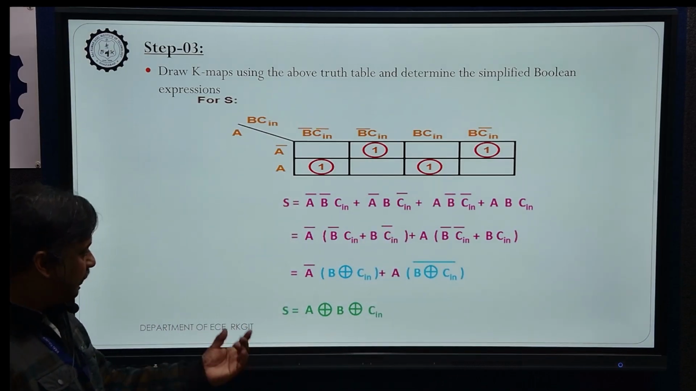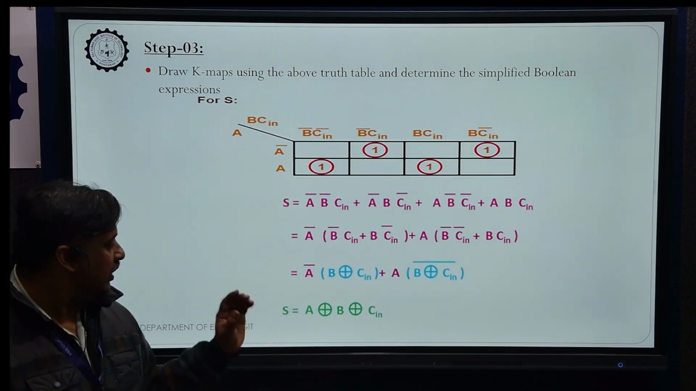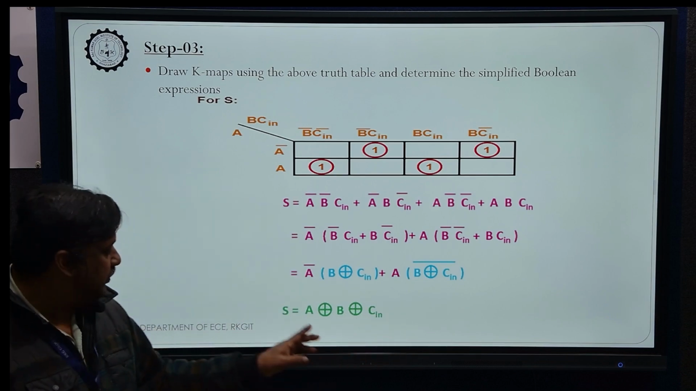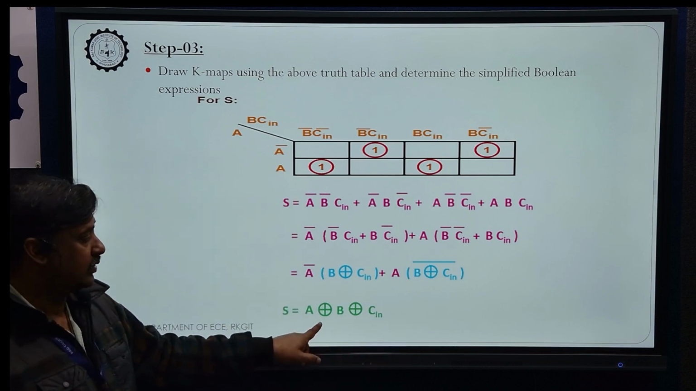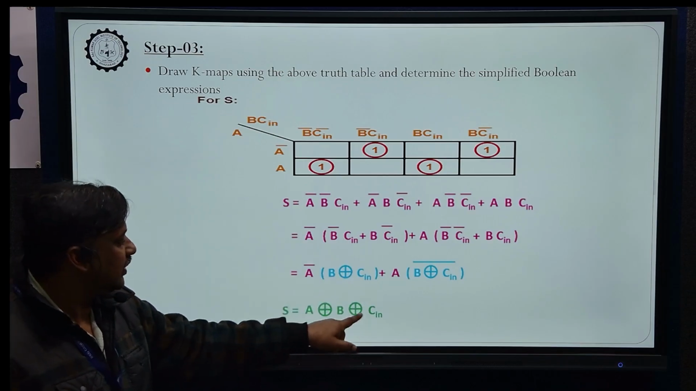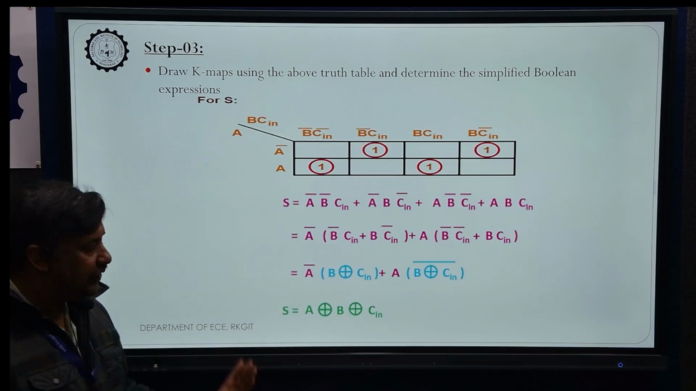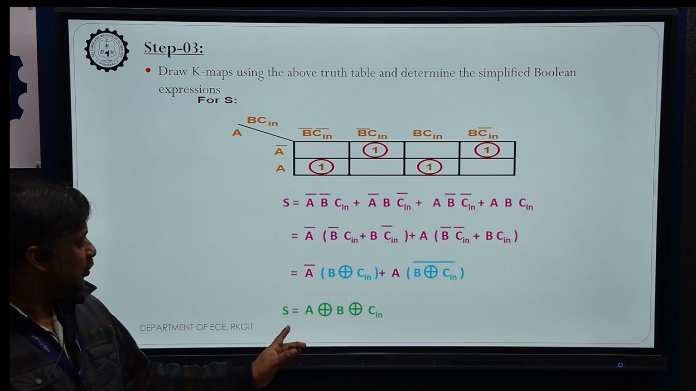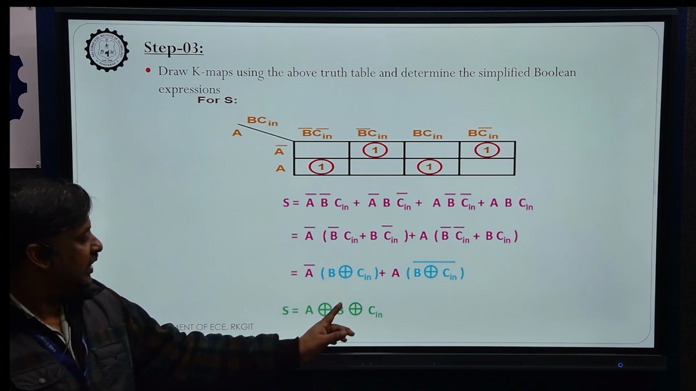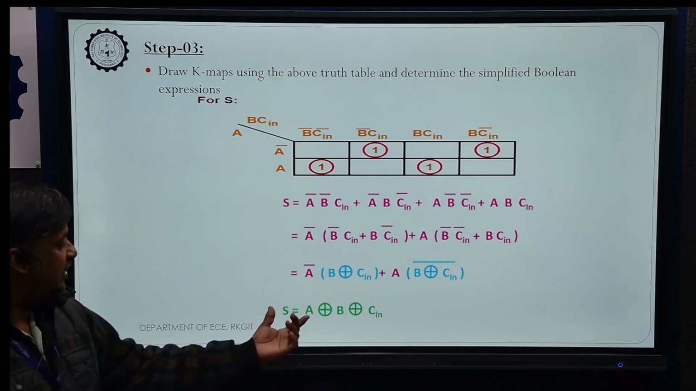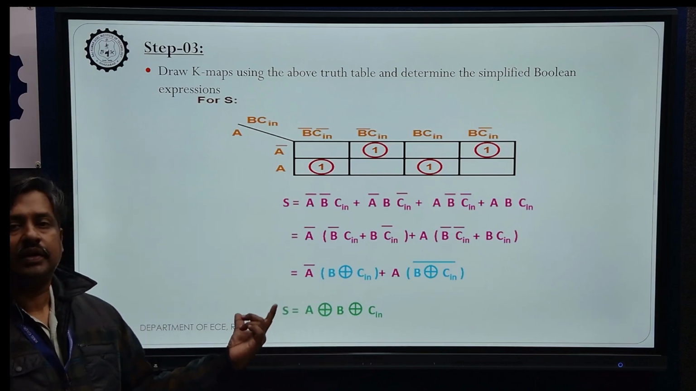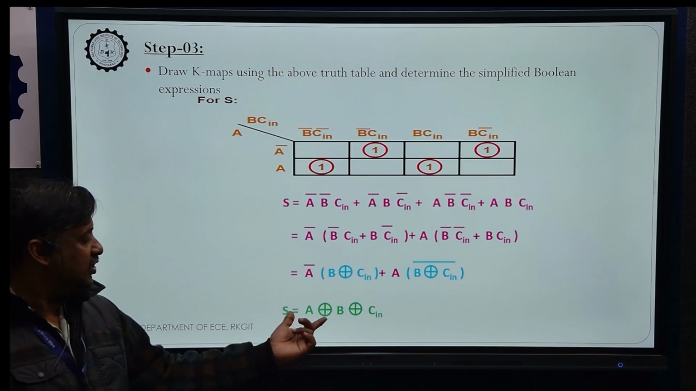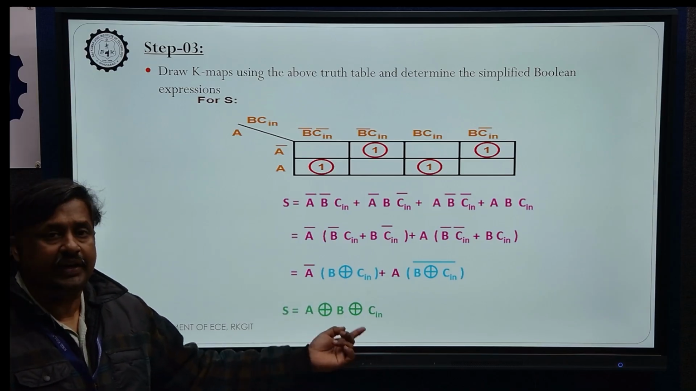So if we add both together, what does it become? It becomes the equation of an XOR gate. So it becomes A XOR B XOR C in. So we formed the equation for sum, that is sum is equal to A XOR B XOR C in. So this is the optimized result of sum, A XOR B XOR carry in.